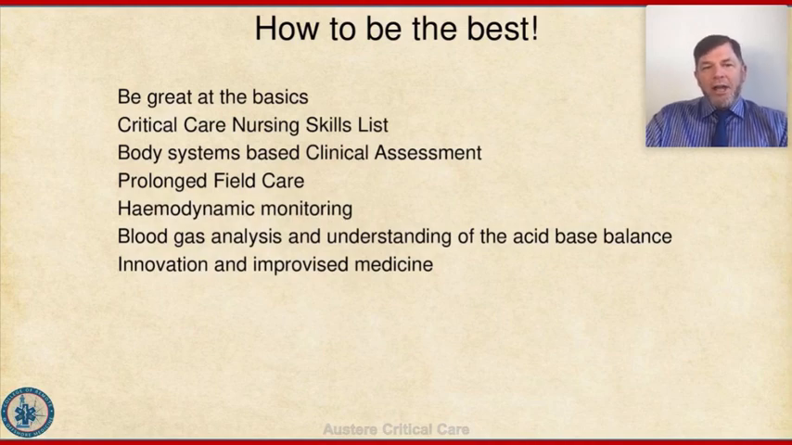We're going to talk about a critical care nursing skills list for all the tasks that you should have under your belt. What basic tasks you should have that makes you a good critical care practitioner. We're going to talk about body systems clinical assessment and how to do a sick call type of clinic where it's not trauma or you're not using CABC. It's a medical issue. Again, we're going to hit prolonged field care. We pretty much implement that in everything. So we'll talk a bit about PFC and how that applies to austere critical care.